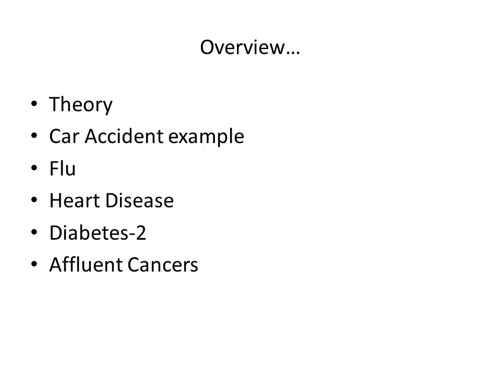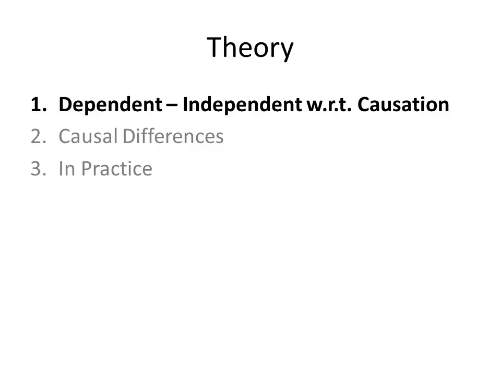After this introduction, we will look at risk factor theory, followed by some practical examples of the application of this theory through looking at a car accident, the flu, heart disease, diabetes type 2, and affluent cancers. In this first theoretical section, we will look at dependent and independent variables with respect to causation. Later, we will also look at causal differences.